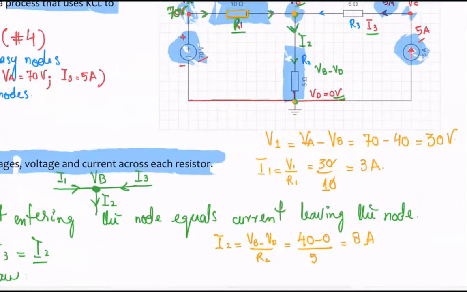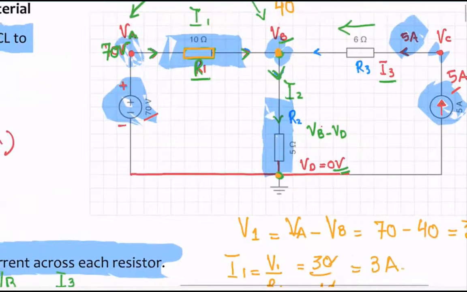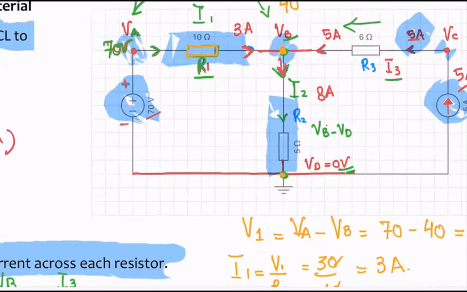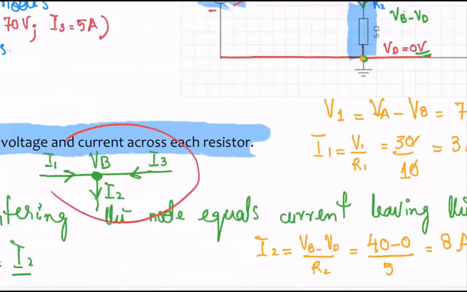So let me write down here. I2 is 8 amps. That's the current flowing here. Okay, all right. This current we just determined was 3 amps. Do you remember what I3 was here? I3 was 5 amps, right? So if you have 5 amps coming here, 3 amps going from here, 5 amps going from here, 3 plus 5 gives you 8. So the current across I2 is 8 amps, and that's basically what we had over here, correct?